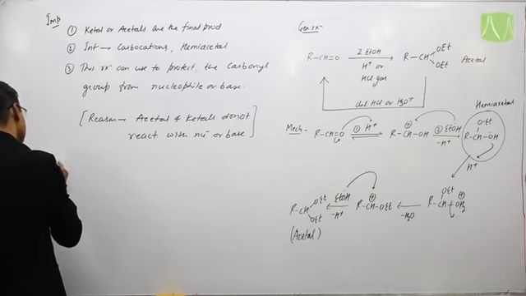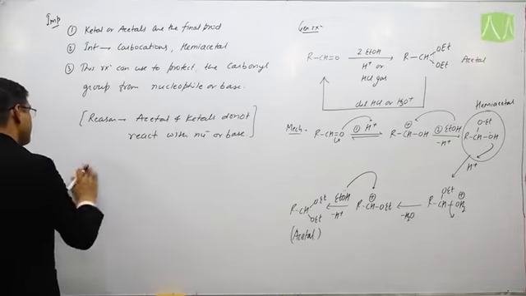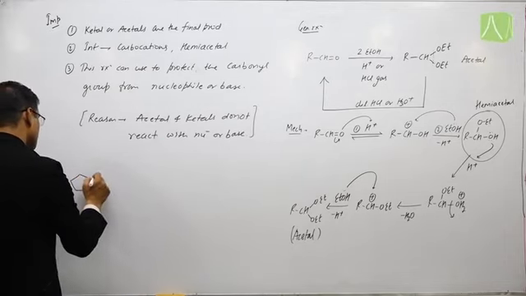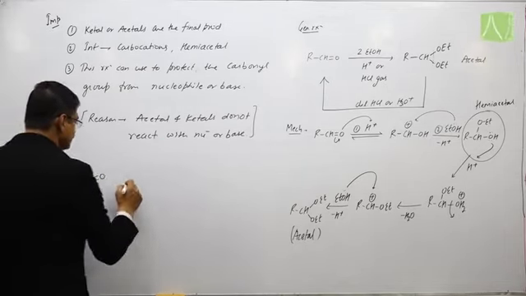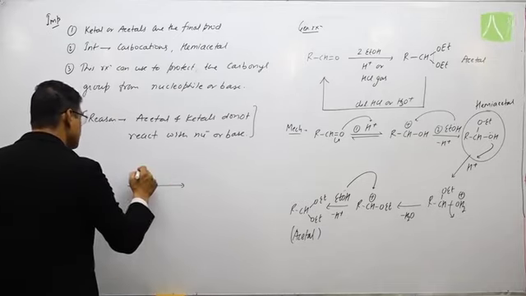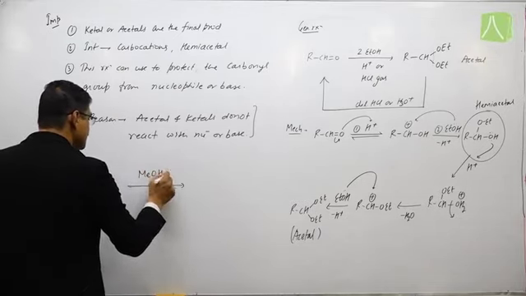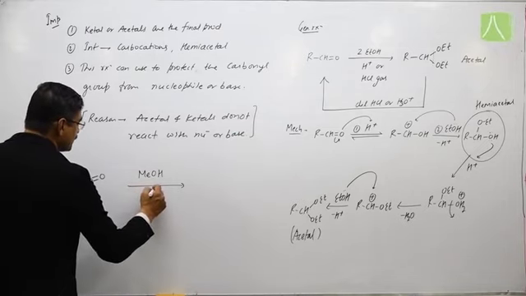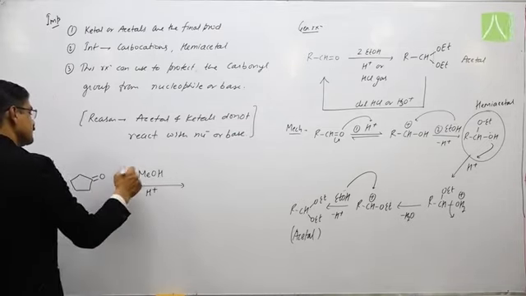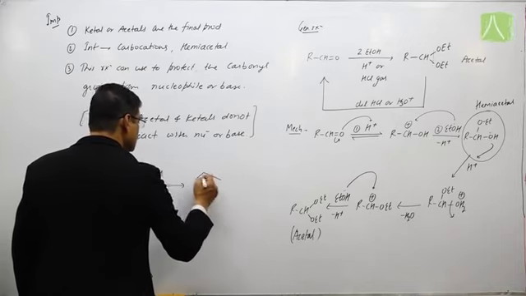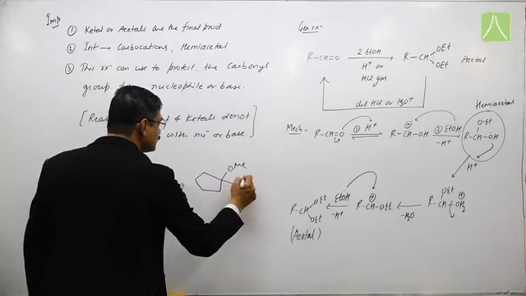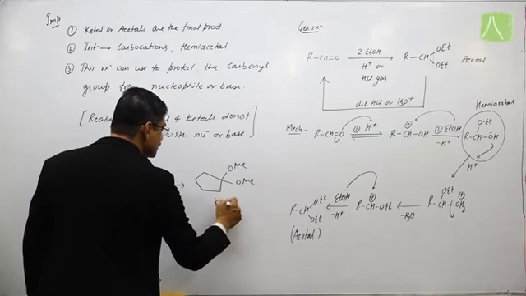So I write a few questions. Suppose question number 1. This cyclic ketone is taken and MeOH is there, in presence of H plus. So 2 moles of MeOH are used. So this product is obtained.